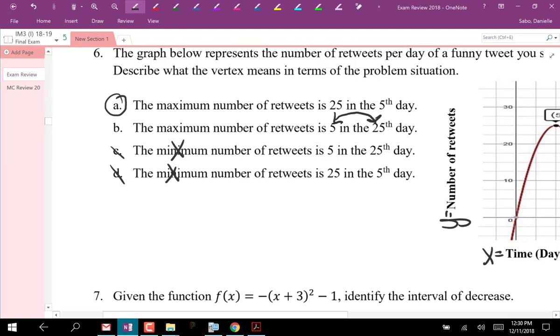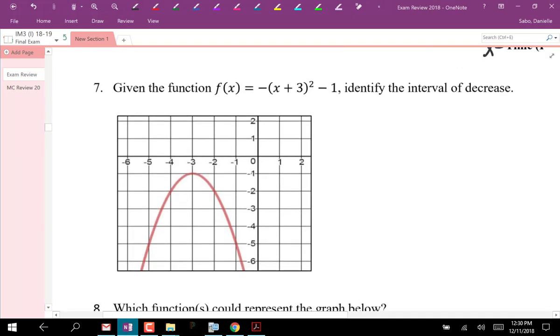Okay, questions? There's a question just like that on the final. So being able to just read a graph. Not a lot of math that we're doing here, if you notice. It's just a lot of plugging into the calculator, identifying what something is. Given the function, identify the interval of decrease.